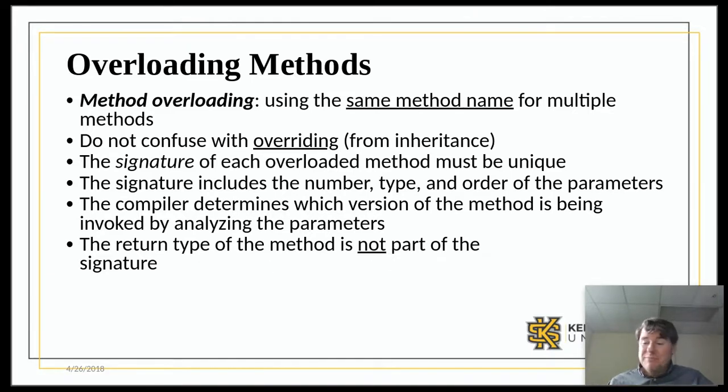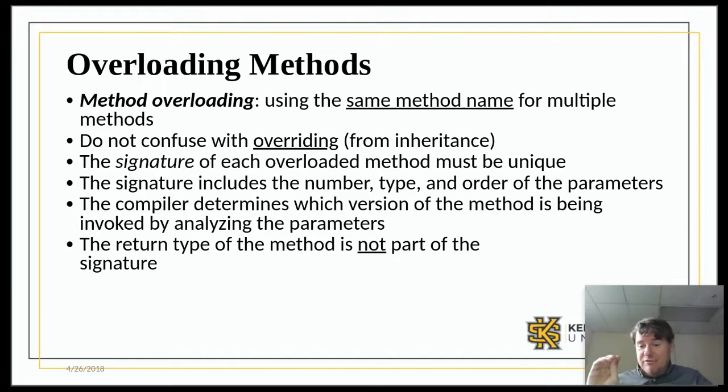I will warn you that the return type of a method is not part of the signature. So what I mean by that is, if I have two methods that take in one integer each, and one of them returns a double and one of them returns an int, they cannot have the same name. They actually have to be different names, because they would have the same exact signature as far as the signature is concerned, which is the name of the method and the parameters going in.